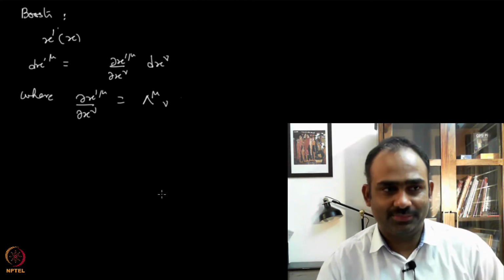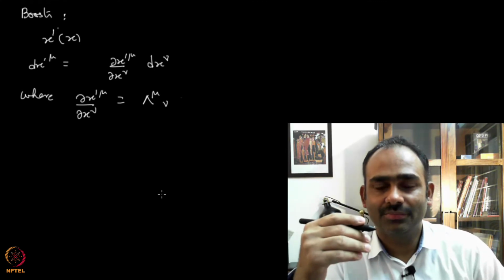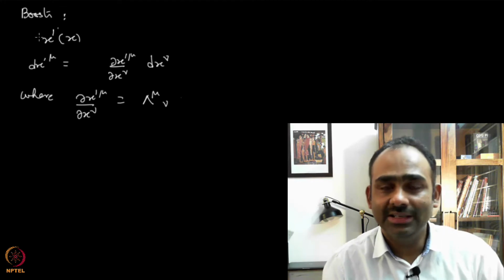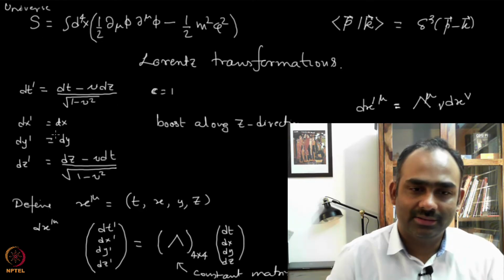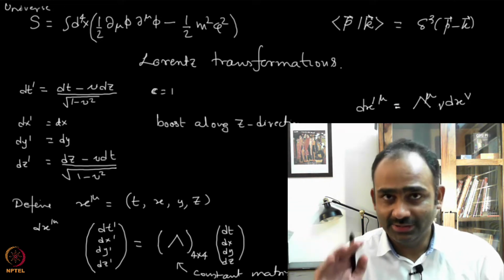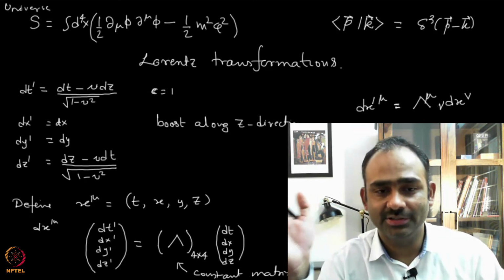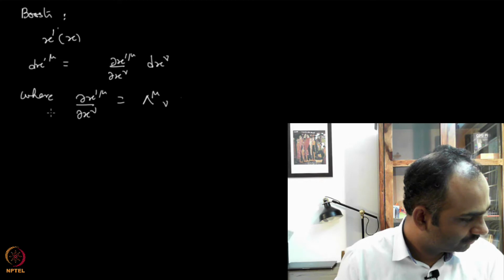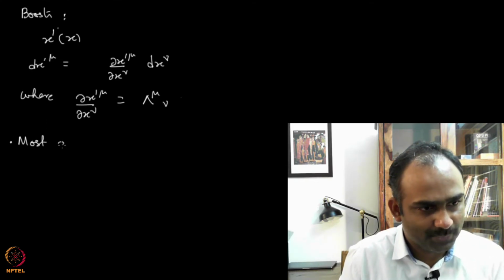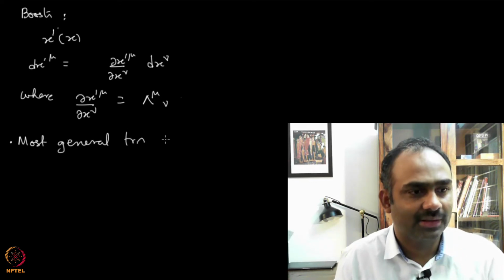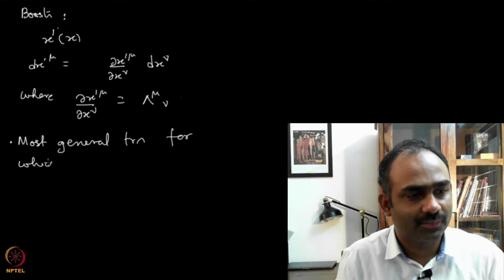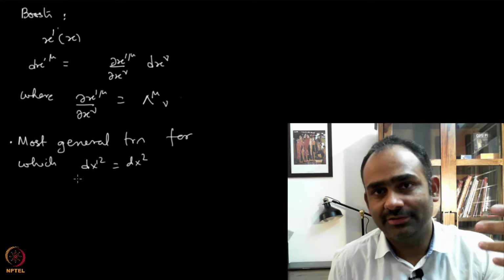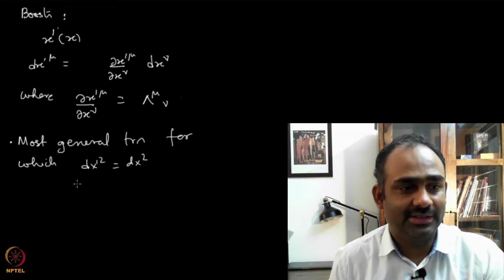Now, let us ask the following question. Instead of looking at boosts, we ask what is the most general transformation of this kind which leaves the interval invariant. So, dx prime square and dx square should remain unchanged. We are looking for the most general transformations for which this will be true. And we should not be surprised if we find transformations other than boosts which leave this invariant.